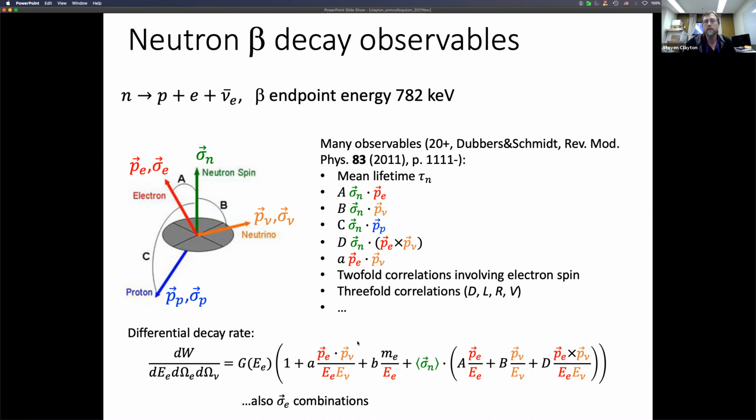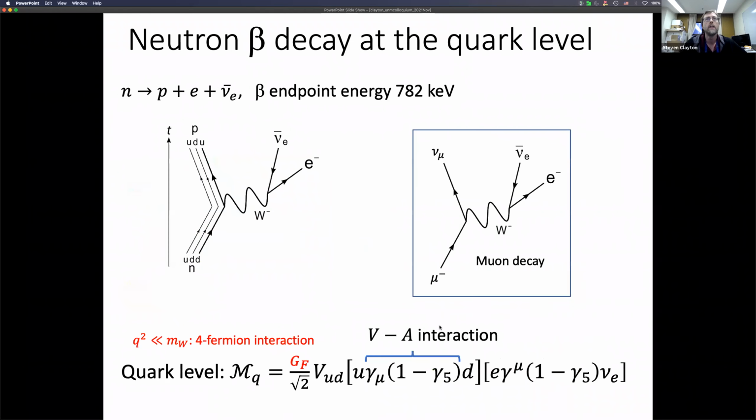So you'd have various asymmetries, an electron asymmetry of one kind and another kind here with A, which involves the neutron spin direction and the outgoing electron momentum, for example. You can also have ones that are, it turns out, 0 in the standard model, like this big D, this triple correlation, which is also interesting to study.